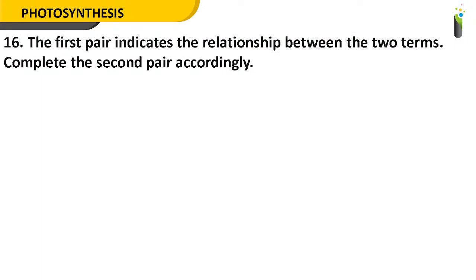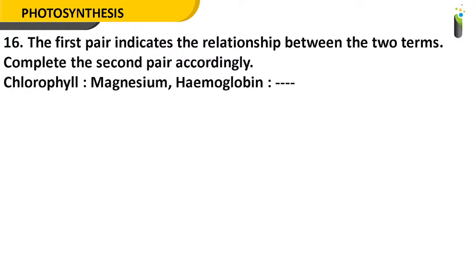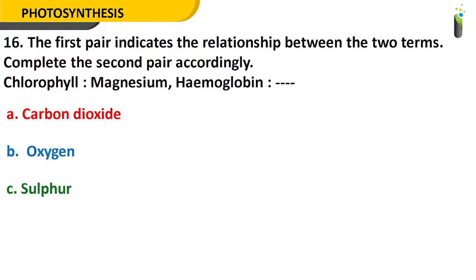Coming to the next question, number 16. The first pair indicates the relationship between the two terms. Complete the second pair accordingly. Chlorophyll, magnesium, hemoglobin, dash. And your options are A. Carbon dioxide, B. Oxygen, C. Sulfur, D. Chlorine.